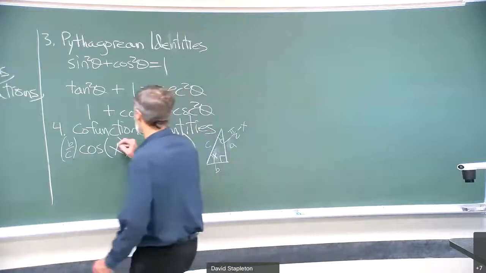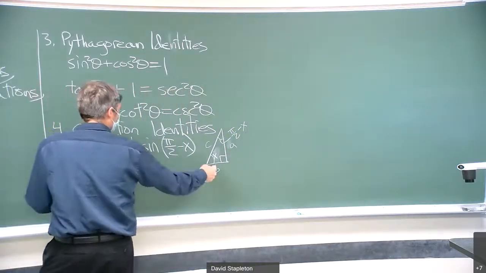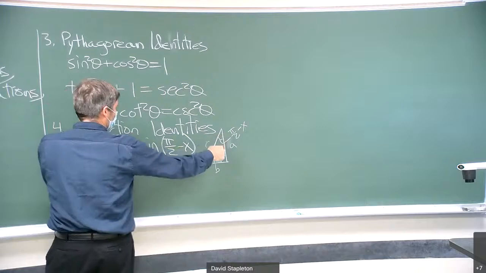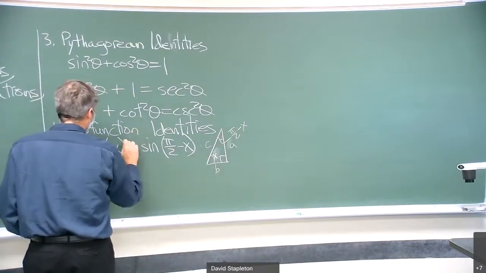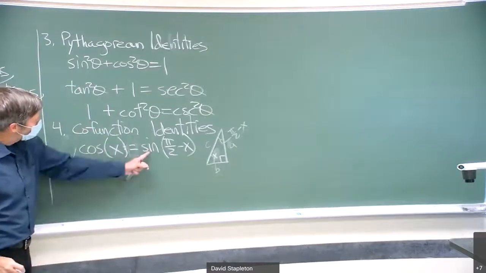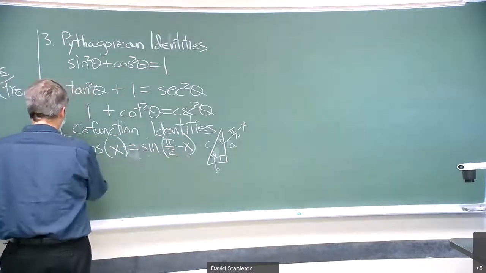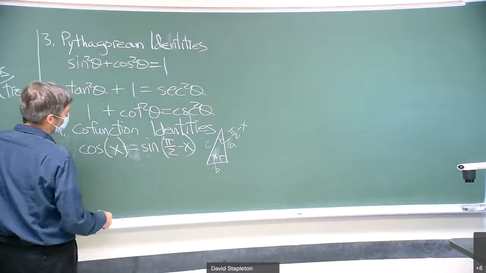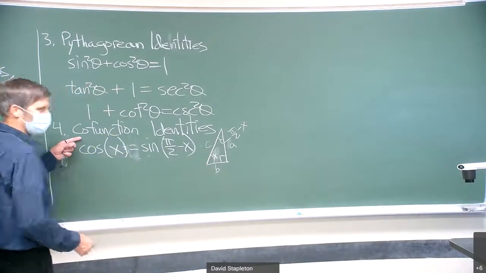You just put a B over C in here. Cosine x is adjacent over hypotenuse, and for this angle, opposite over hypotenuse, is sine. And so you remember that triangle, and then you can always figure this out. The cosine of one angle on a triangle is the sine of pi over 2 minus that angle, the complementary angle over the other corner. All right. And then why is it called the cofunction identities?